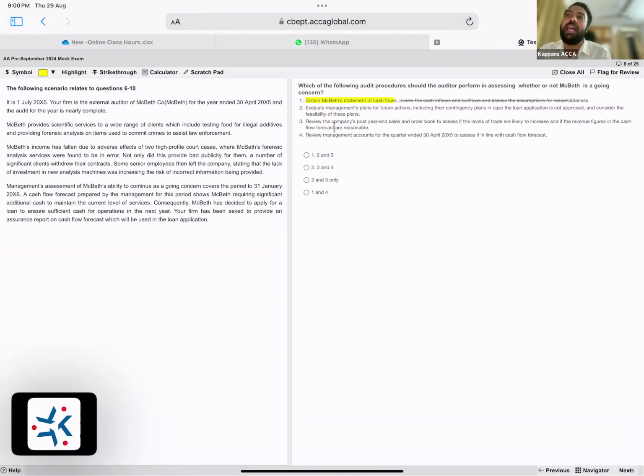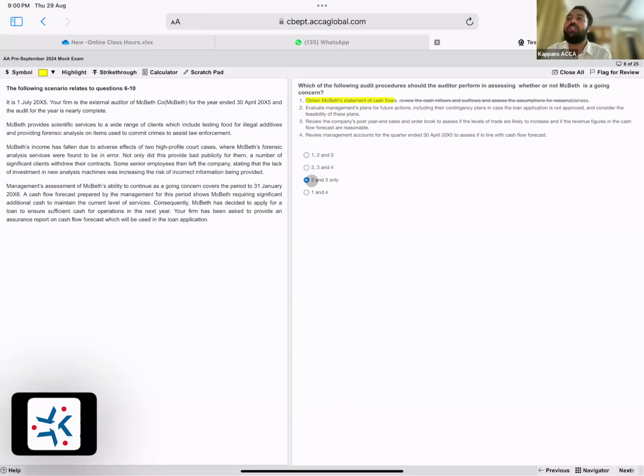Option 2 is definitely the answer. The auditor will have to evaluate management's future action, particularly the contingency plan if the loan is not obtained, because going concern is based on whether the entity will obtain the loan or not. So what if they do not obtain the loan? What is their plan B? So 2 will definitely be the answer. And review the company's post-year-end sales order to verify if they have received any new clients, and an increase in revenue will definitely be an audit procedure. So 2 and 3 will be there.